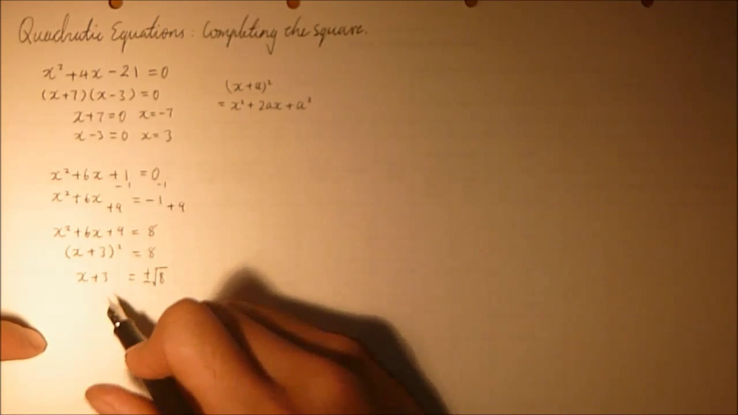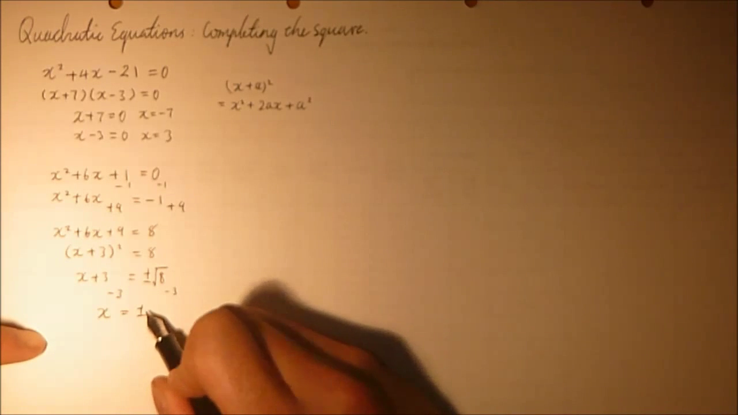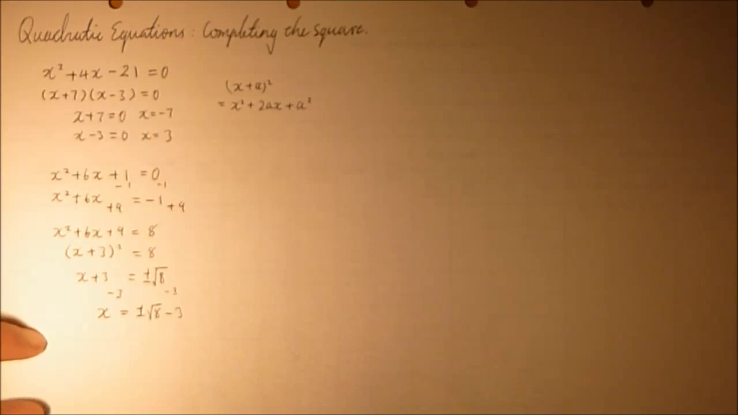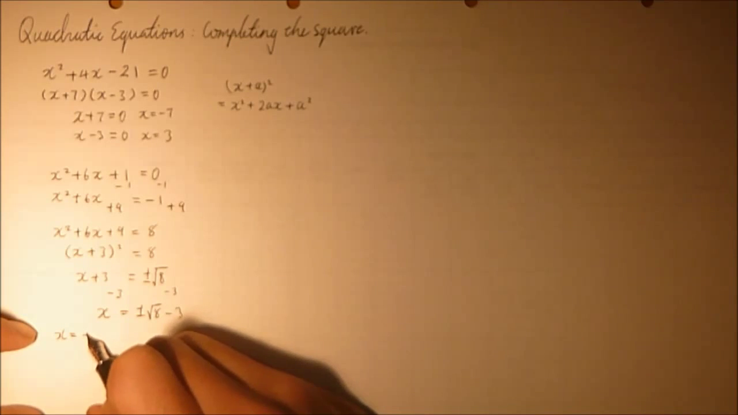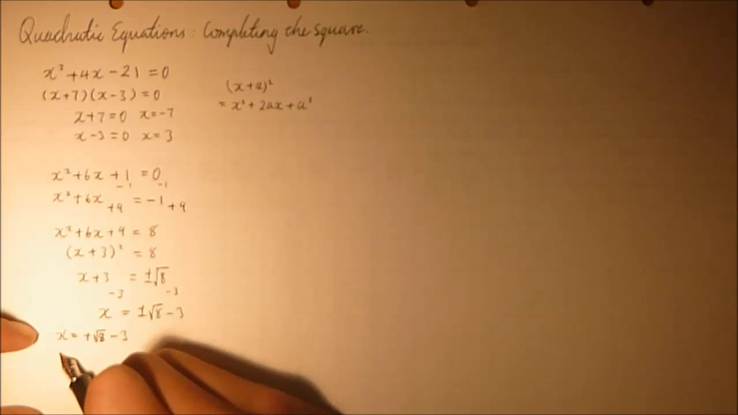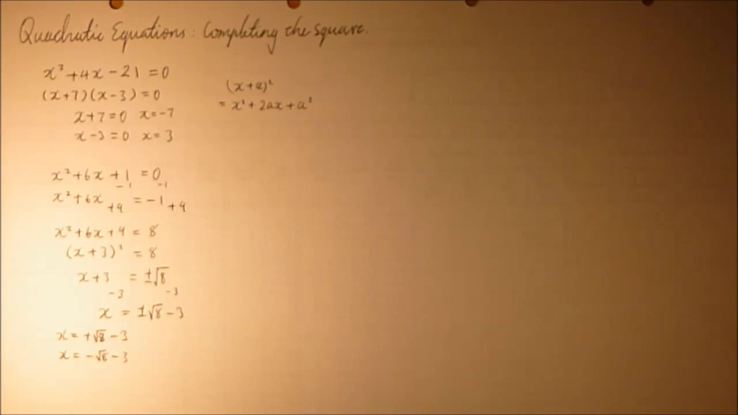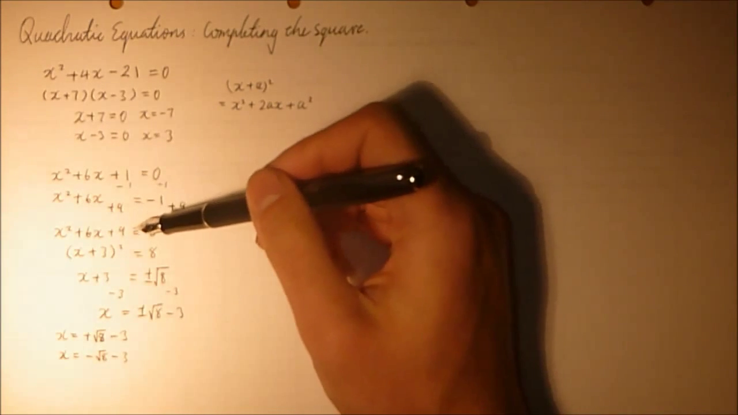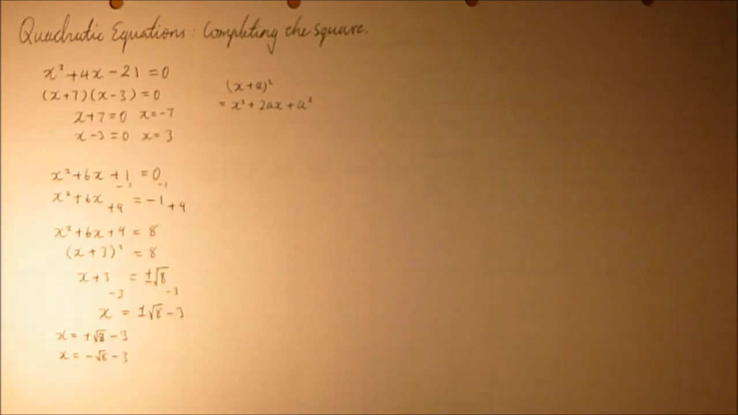The next step, normal algebra, we subtract 3 from both sides. So x equals positive or negative square root of 8, minus 3. What does this mean? It means that x can either equal the positive square root of 8 minus 3, or x can equal the negative square root of 8 minus 3. And that's your two solutions for x. And that's why you can't factorize this one here, because the solutions are not whole numbers. In fact, they are not even fractions.